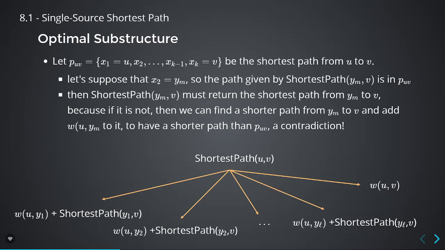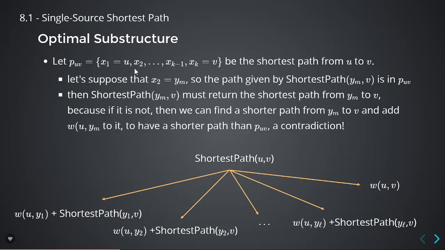Suppose that PUV is the shortest path from u to v. Of course, from u, you would have to go to another vertex, say ym. And we have to solve the subproblem of finding the shortest path from ym to v, right? Now, the solution to that subproblem must be the shortest path from ym to v, because if it's not, then I can find another path from ym to v which is shorter, and I can just add u in front of it, so u goes to ym and it goes to v, and that will result in a path which is shorter than PUV. And this is a contradiction because earlier we said that PUV is the shortest path from u to v.